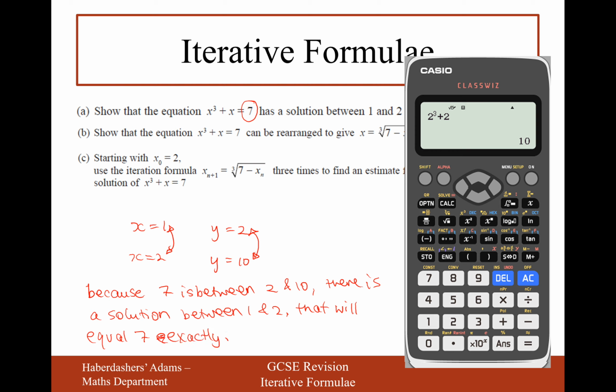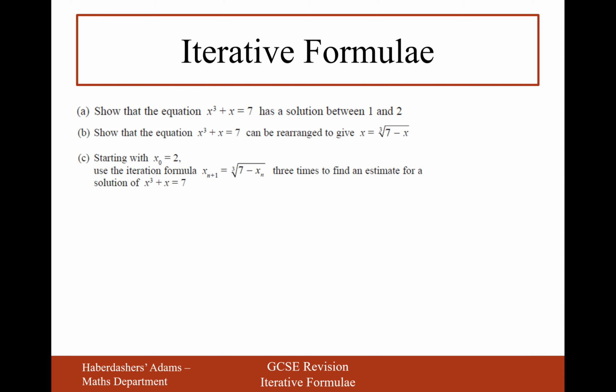Okay, and there we are. That's the answer to part A. Let's move on to part B then. Show that the equation x cubed plus x equals 7 can be rearranged into this equation here. So we'll start where they expect us to start, at x cubed plus x equals 7. And let's have a look at where we want to go.